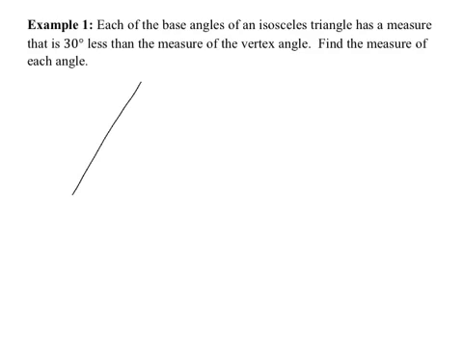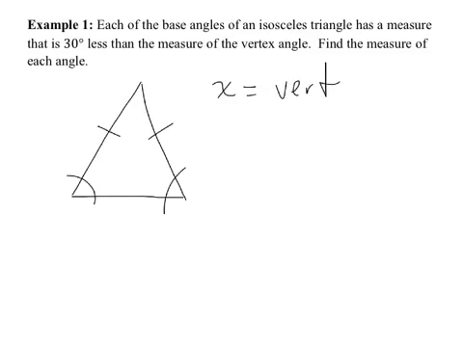We know that isosceles triangles have two legs that are the same. Traditionally, you draw these as your base angles, okay? And these are the legs that are the same length. In this problem, we're told that the base angles are 30 degrees less than the vertex. So let's call the vertex x. So the base angle would just be x minus 30.